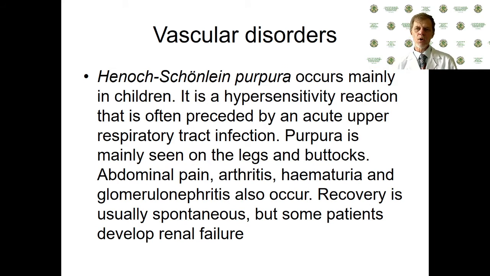Next, Henoch-Schönlein purpura. Henoch-Schönlein, or in Russian textbooks, Schönlein-Henoch purpura, occurs mainly in children. It's a hypersensitivity reaction that is often preceded by an acute upper respiratory tract infection. Purpura is mainly seen on the legs and buttocks. Also, abdominal pain, arthritis, hematuria, and glomerular nephritis occur. Recovery is usually spontaneous, but some patients develop renal failure.